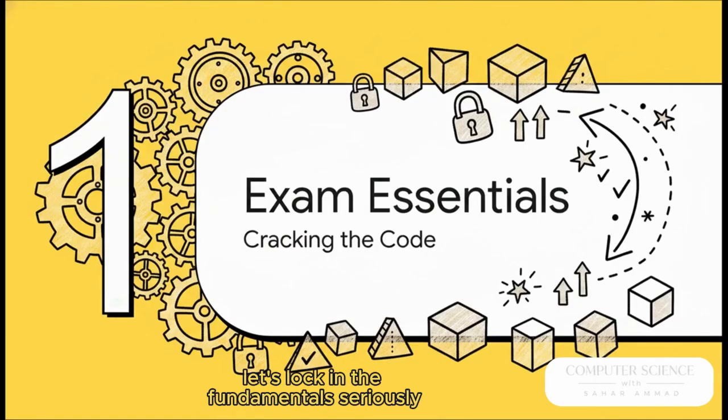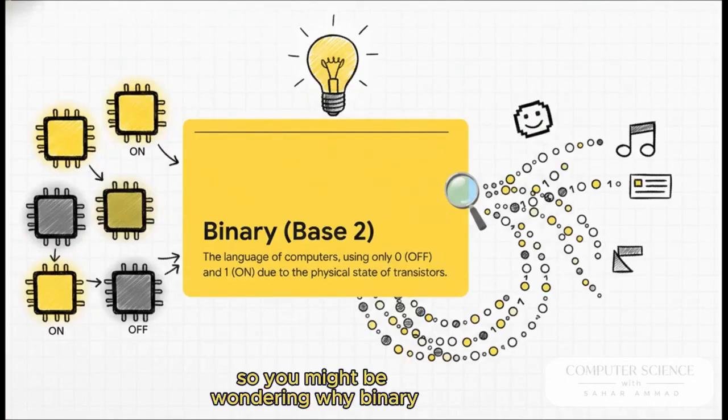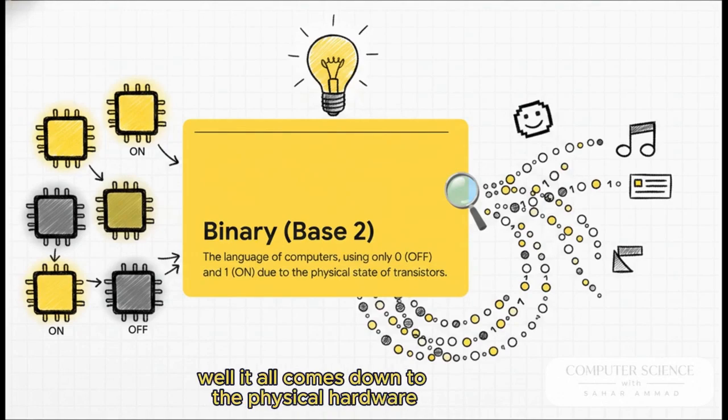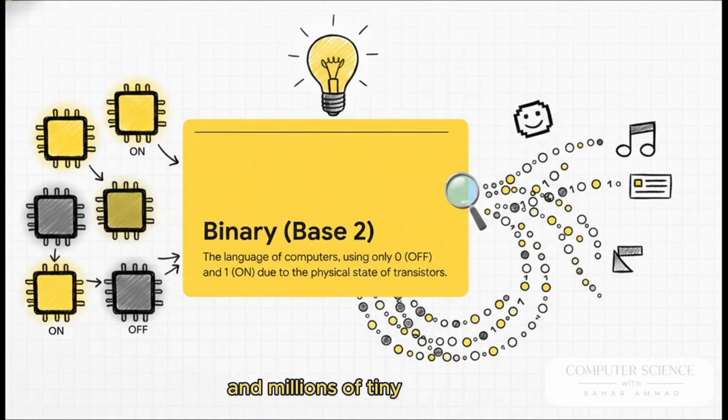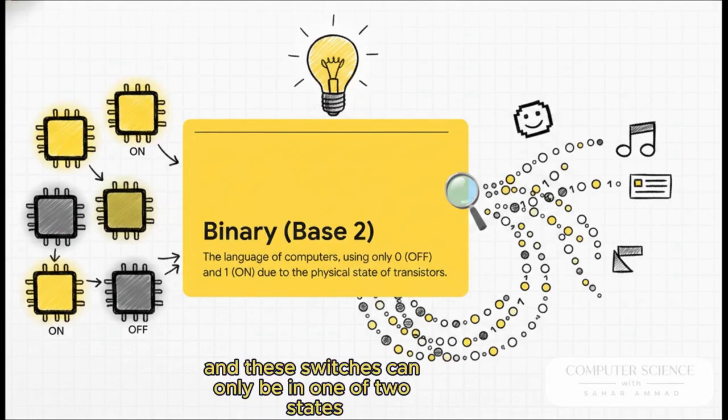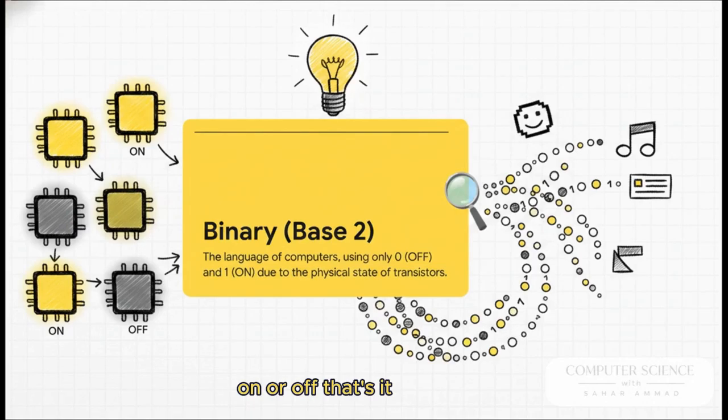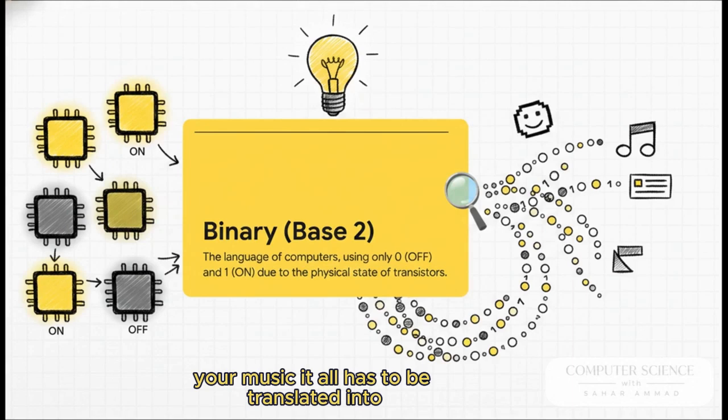Okay, first up, let's lock in the fundamentals. Seriously, getting this stuff right is the foundation for everything else that's going to follow. So you might be wondering, why binary? Why all the ones and zeros? Well, it all comes down to the physical hardware. A computer is just built from millions and millions of tiny little switches called transistors. And these switches can only be in one of two states, on or off. That's it. So every single piece of data, your text messages, your photos, your music, it all has to be translated into this super simple language of ones and zeros.